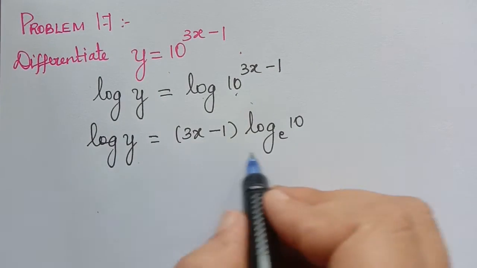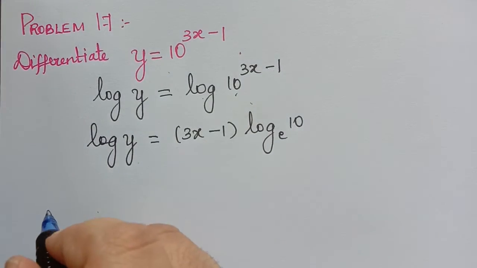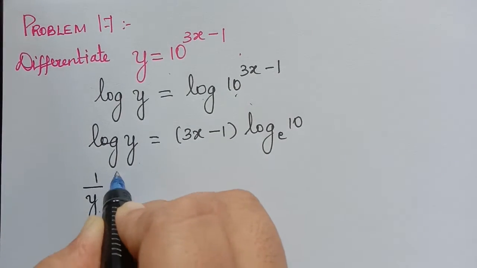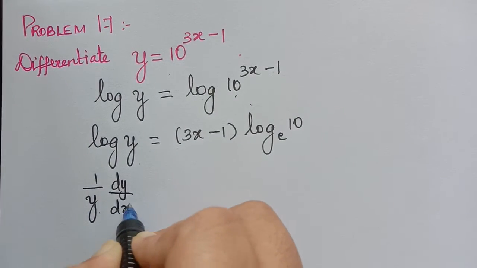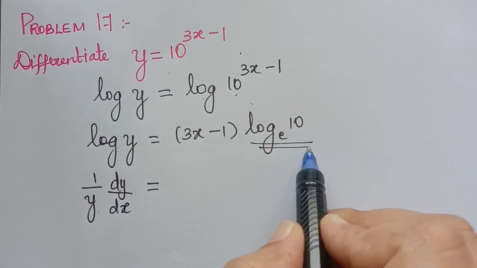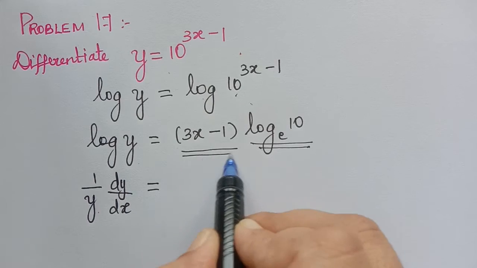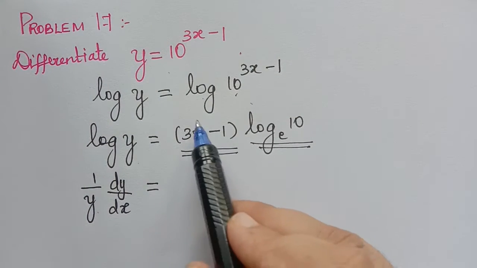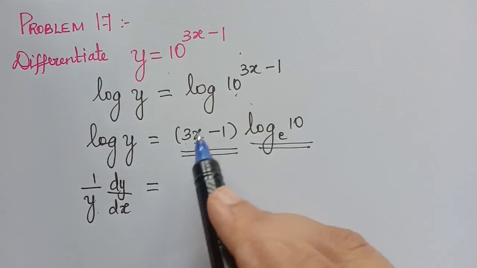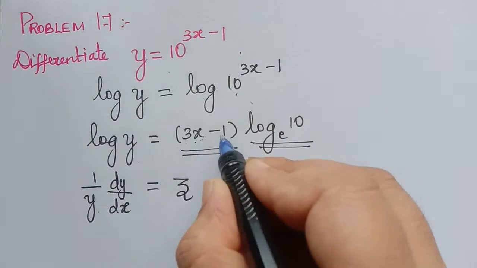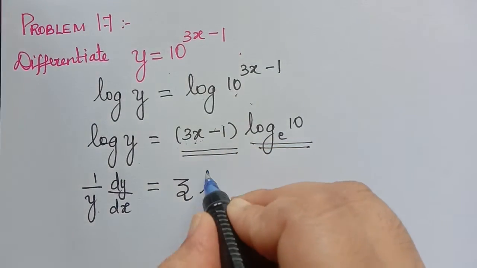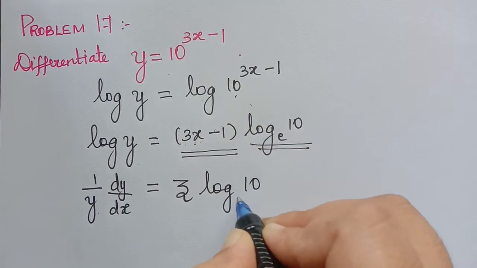So now we will differentiate on both the sides with respect to x. So the differentiation of log y will be 1 by y dy by dx, which is equal to, now here we know that log 10 is a constant. So it is enough if we differentiate 3x minus 1. So what is the differentiation of 3x? The differentiation of x is 1, and so 3 into 1 is 3. And we know that differentiation of a constant negative 1 is 0, multiplied with log 10 to the base e.